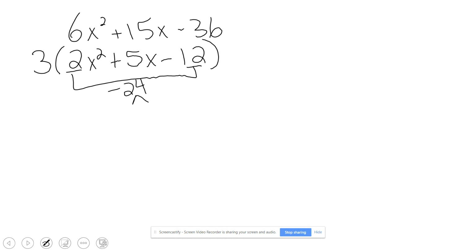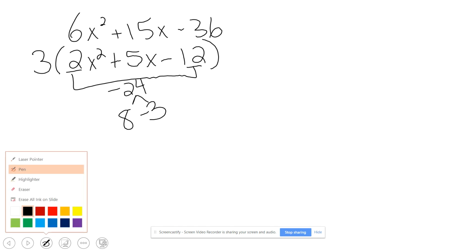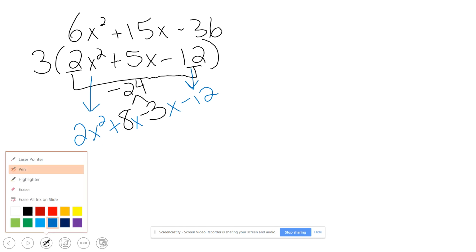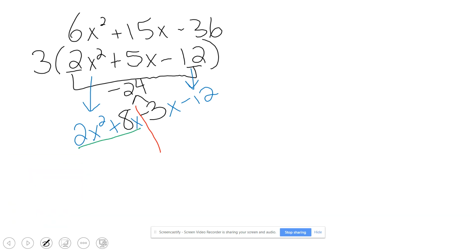Remember, the negative means our two numbers are going to have opposite signs. So if I do a positive 8 and a negative 3, 8 times negative 3 is negative 24. And 8 plus negative 3 is positive 5. So I'm going to bring down the 2x squared. That's a positive 8x minus 3x, and then bring down the minus 12. And split that in half. So our common factor on the left between 2x squared and 8x is 2x. 2x squared divided by 2x is x, plus 8x divided by 2x is 4.